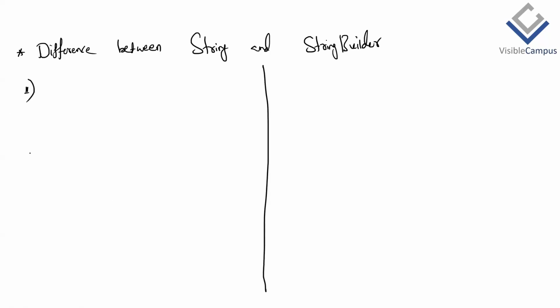The difference between String and StringBuilder. What is the first difference? Is String mutable or immutable? String objects are immutable. What about StringBuilder? I am writing SB as the short form. SB objects are mutable.